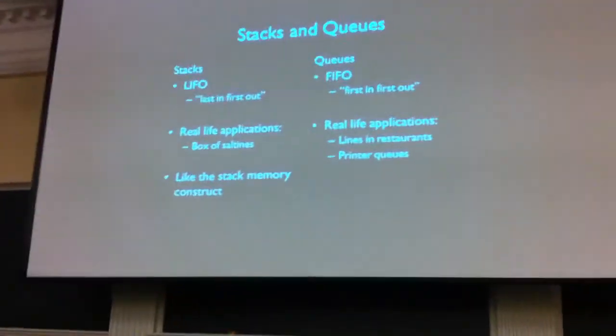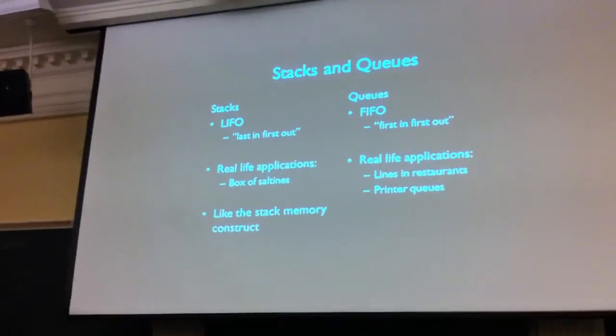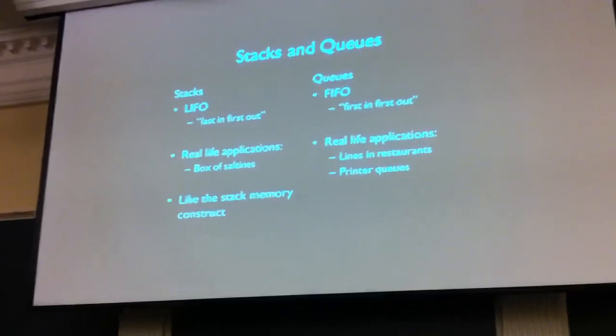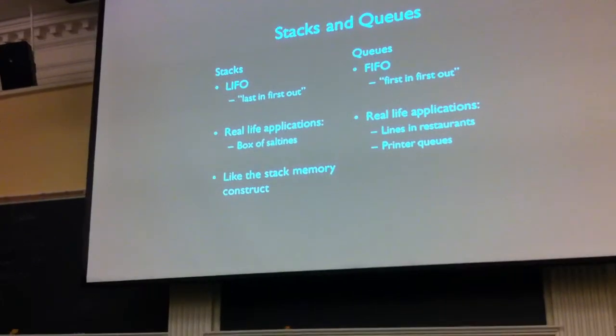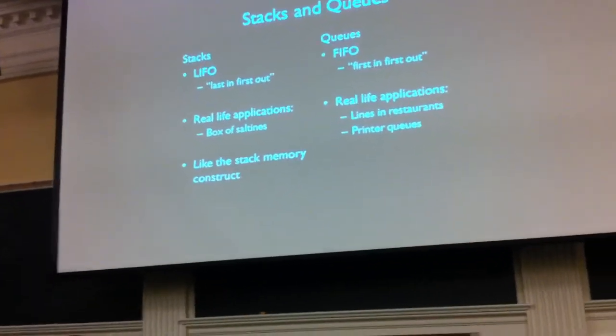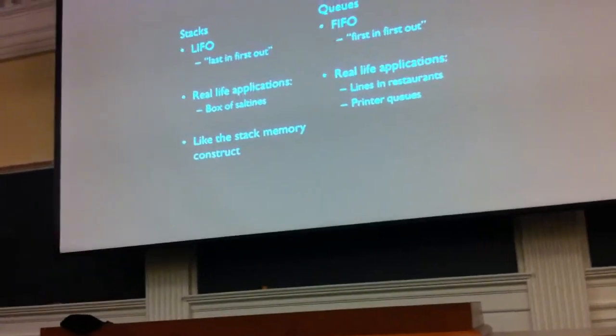And with queues, it's the exact opposite. So it's first in, first out. It's probably the most intuitive thing we'll talk about in CS50, and it's just like a line. So you wait in line. If you're in line first, you get out of the line first. If you're putting a print job in first, you get the print job out first.